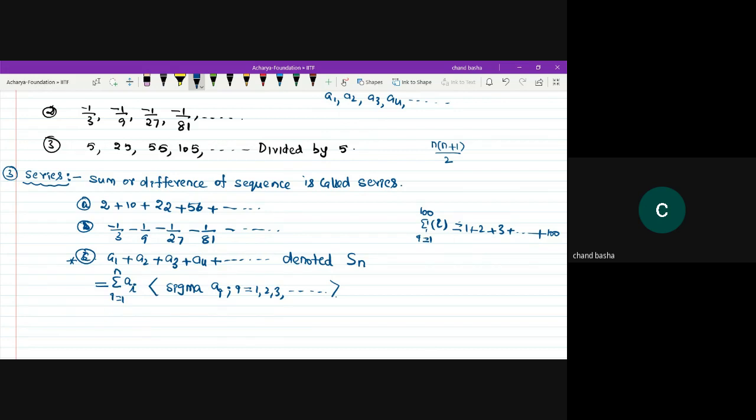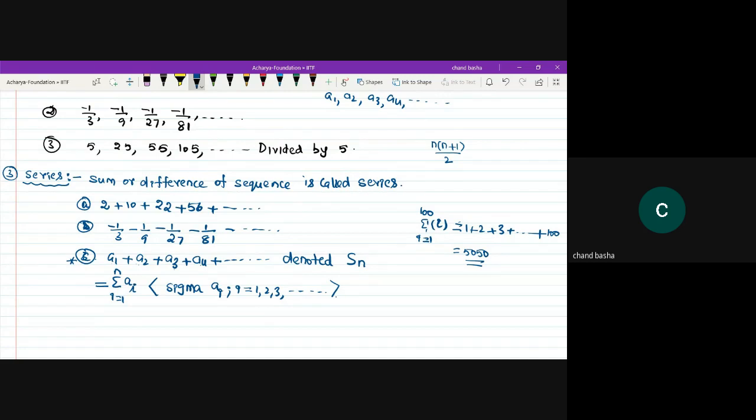Right? So for every concept, we have one notation, one representation. Then what is the value of 1 plus 2 plus 3 and so on up to 100? I can put n is equal to 100 and I'll get the required answer. Your answer is 5050. Now here, instead of writing 1 plus 2 plus 3 plus and so on, I am going to take some standard notations, A1 plus A2 plus A3 plus and so on.